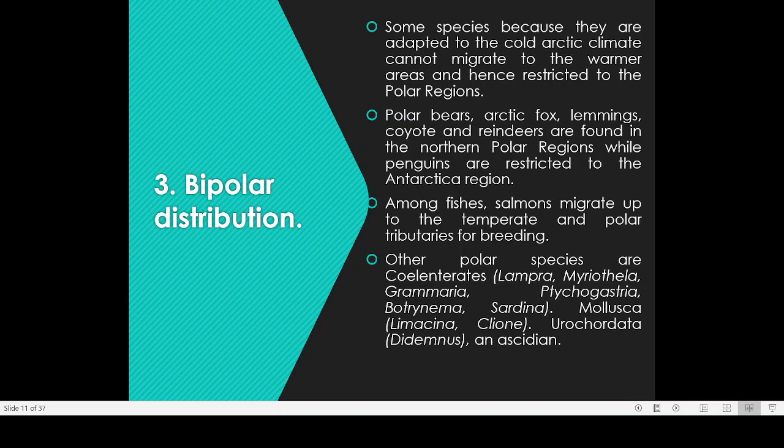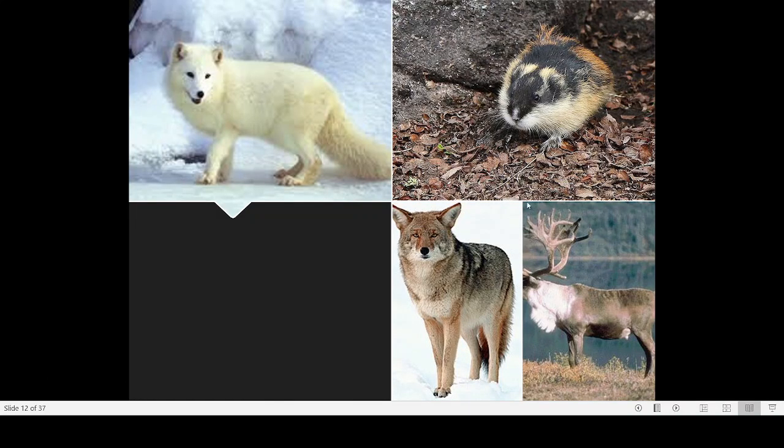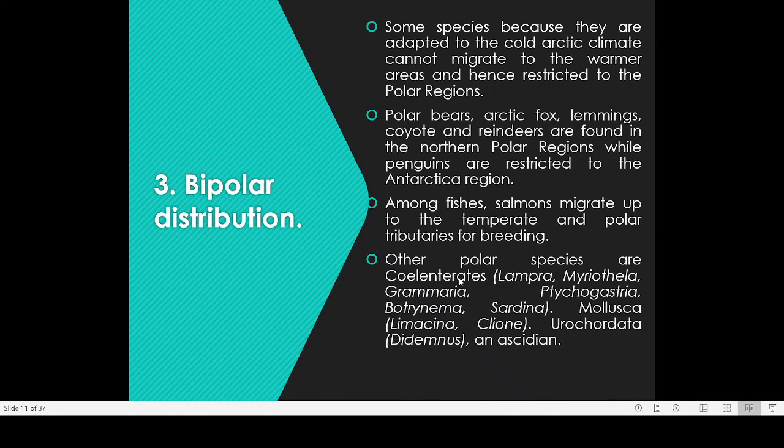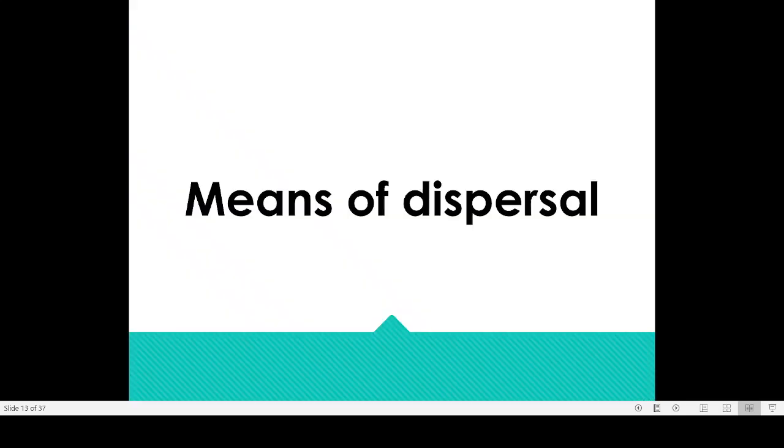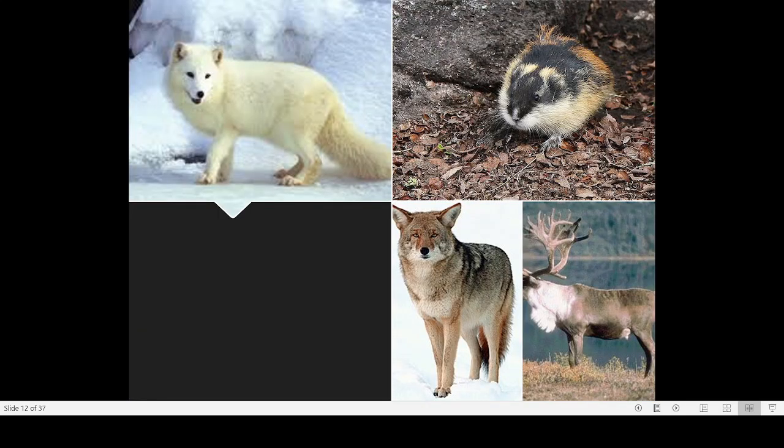So here this is the reindeer, this is the lemming, and this is the Arctic fox, and this is the coyote. These are the animals: polar bear is there, Arctic fox is there, then coyote is there. This is the coyote, this is the Arctic fox. So this is a reindeer. You can very easily identify it because of the presence of these characteristics, branched horns. So these are the different types of animals exhibiting this.